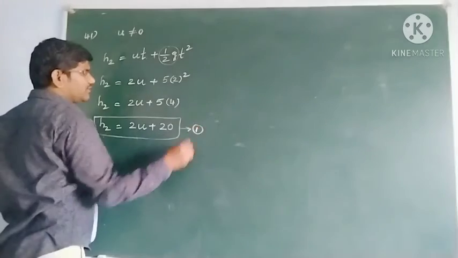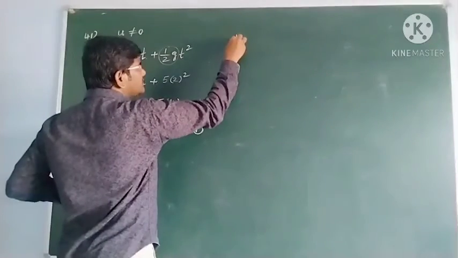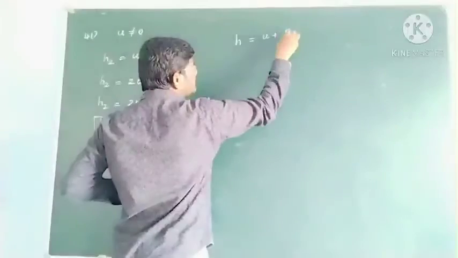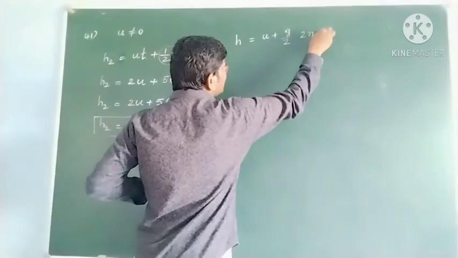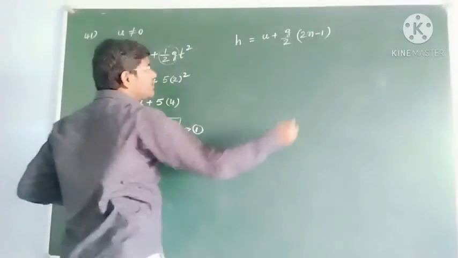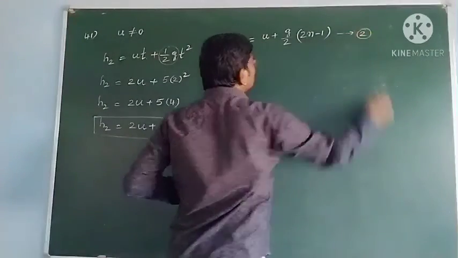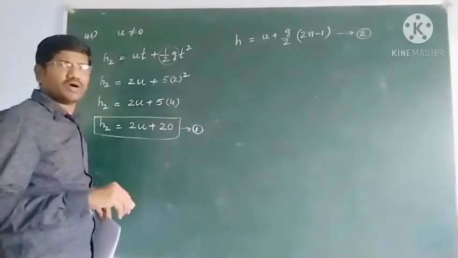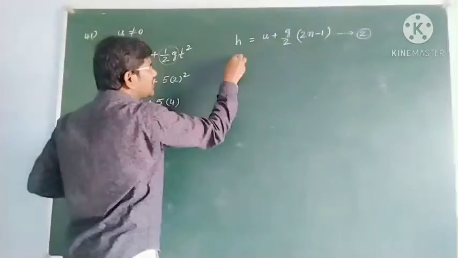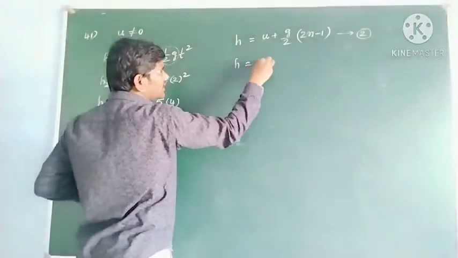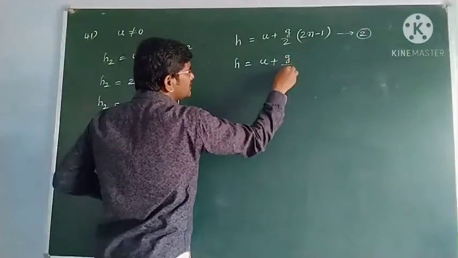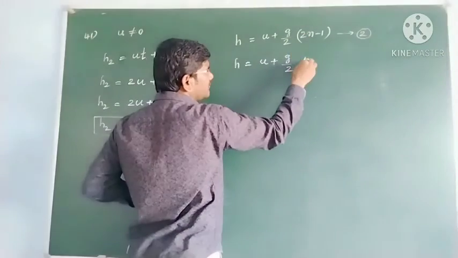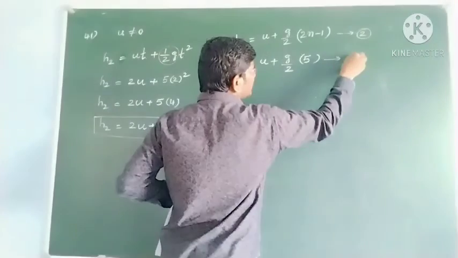Give equation number 1 for this. And the distance travelled in the third second I want, that is u plus g by 2 into 2n minus 1. This is equation number 2. Okay students. According to the data, equations 1 and 2 are equal. It is for the third second, so u plus g by 2 into 2n minus 1. N value 3, into 2, 6 minus 1, 5. So this is equation number 2, you take it.